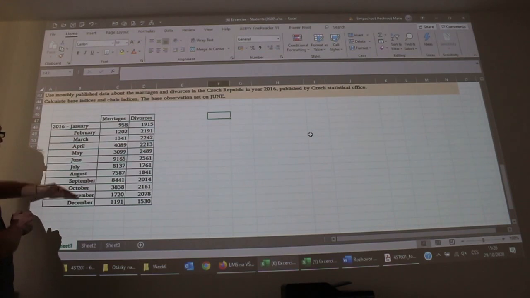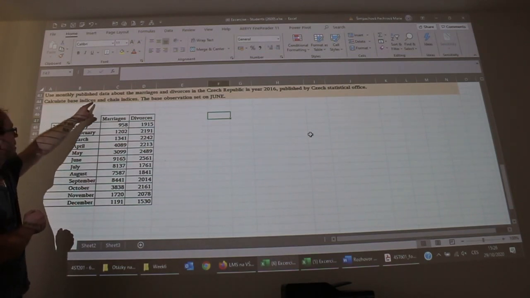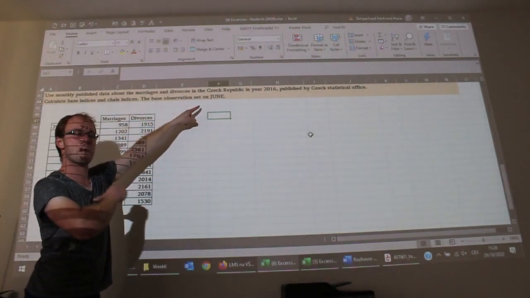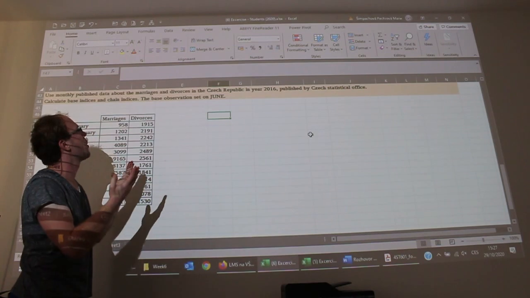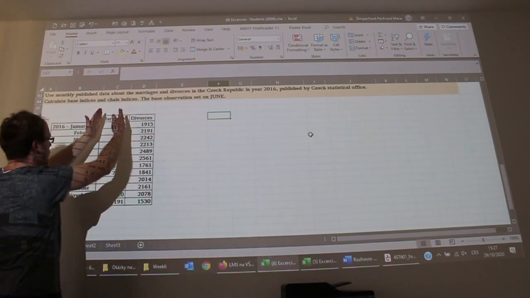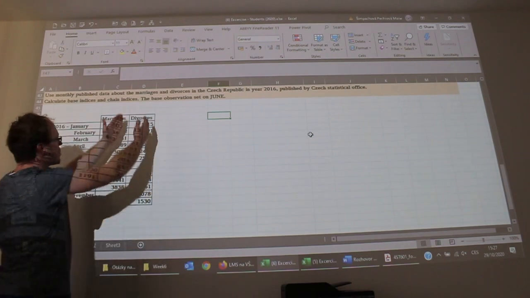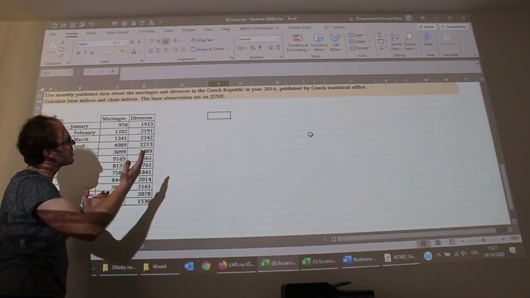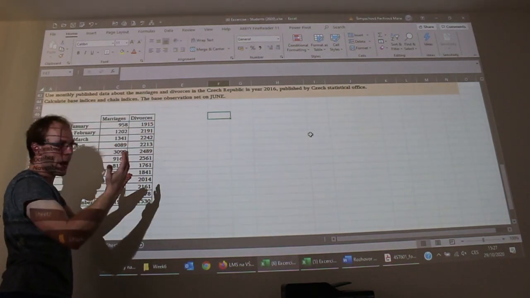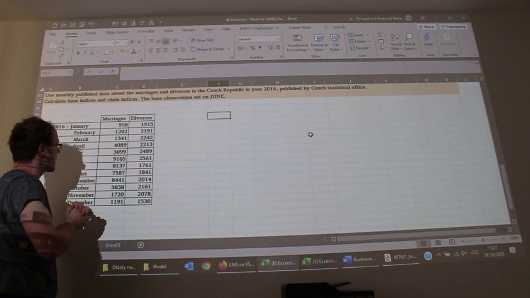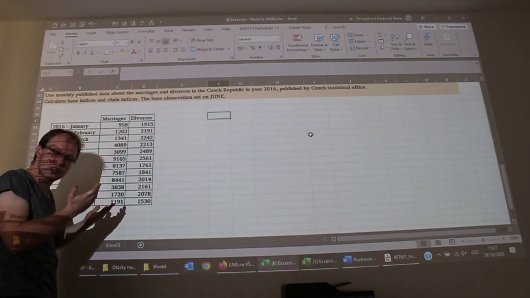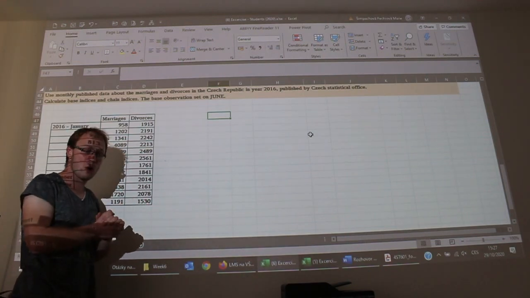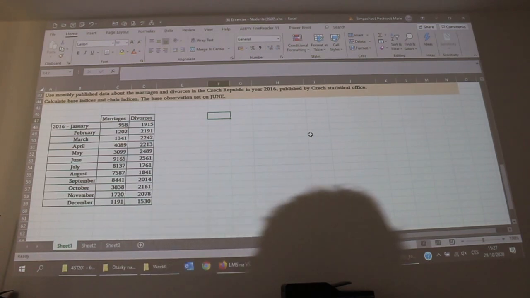So we have here monthly published time series, and we calculate base indices and chain indices. The base observation is set on June. This is my requirement. So we will calculate 3 series for marriages and 3 series for divorces: base indices with different bases, and chain indices. You will see it's very easy because you are computing only ratios.